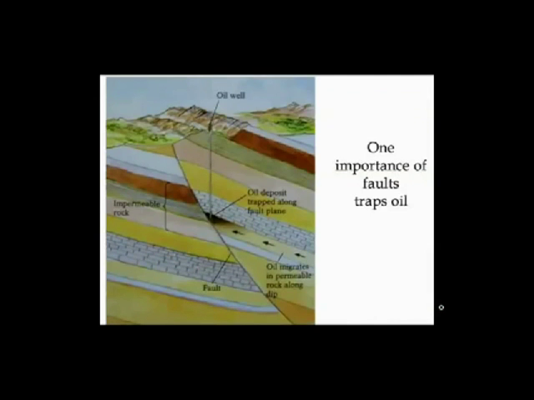Faults are not always a negative thing. They do a good job of trapping oil. Since oil can migrate through a permeable layer, it will end up at the fault line getting stuck within the impermeable layer, where it can then be drilled.